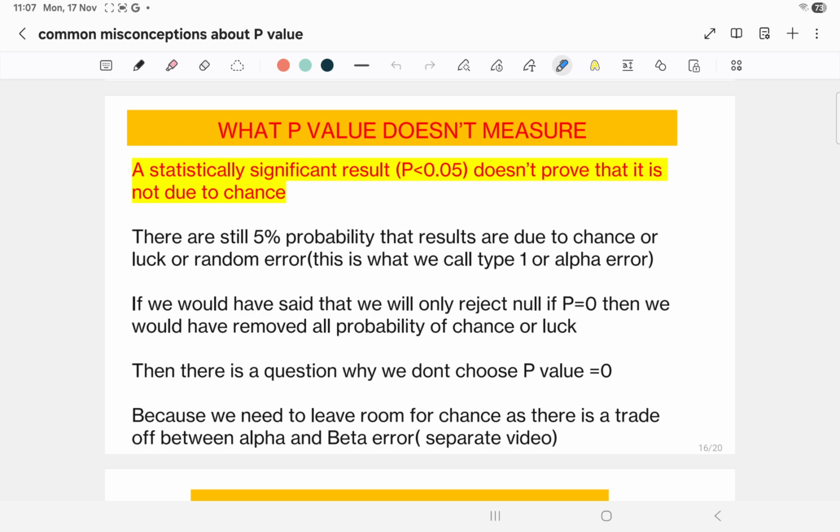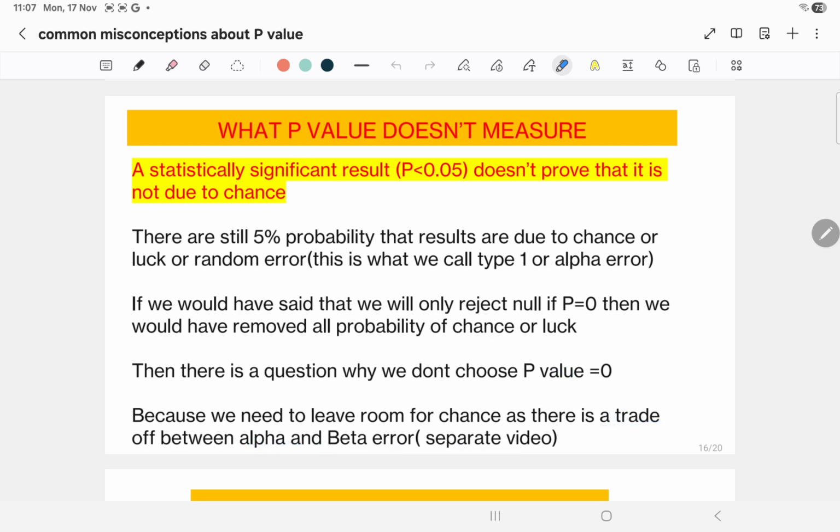So why will data show statistical significance? If your drug has no effect and your data is showing it as statistically significant, then that is alpha error. Why will it show that? It will show that purely because of chance, right? So alpha error measures chance, and beta error is the opposite. Beta error is when your drug has a real effect, it reduces the blood pressure, but the data is showing it as not statistically significant. We will discuss alpha and beta error in a separate video, but these are opposites. So there is a trade-off between these.